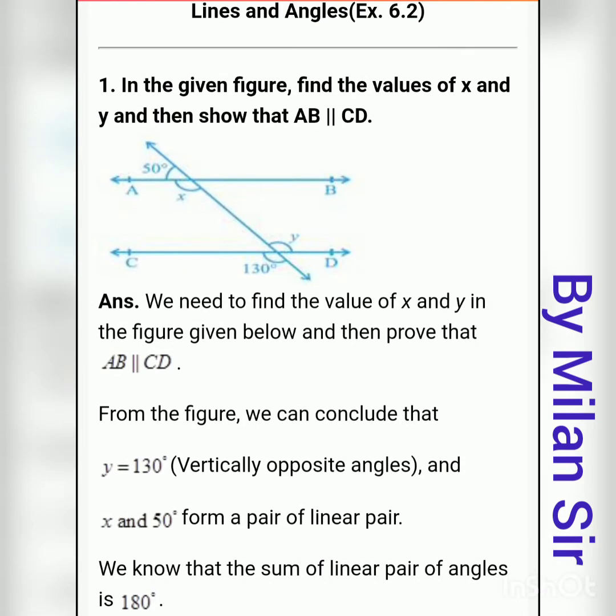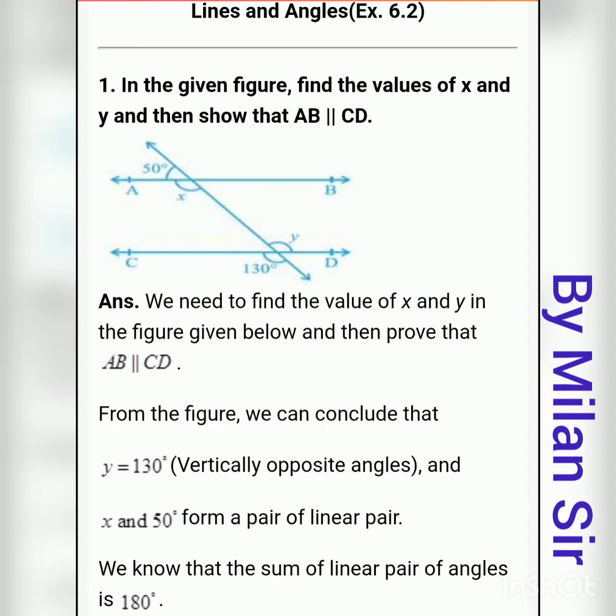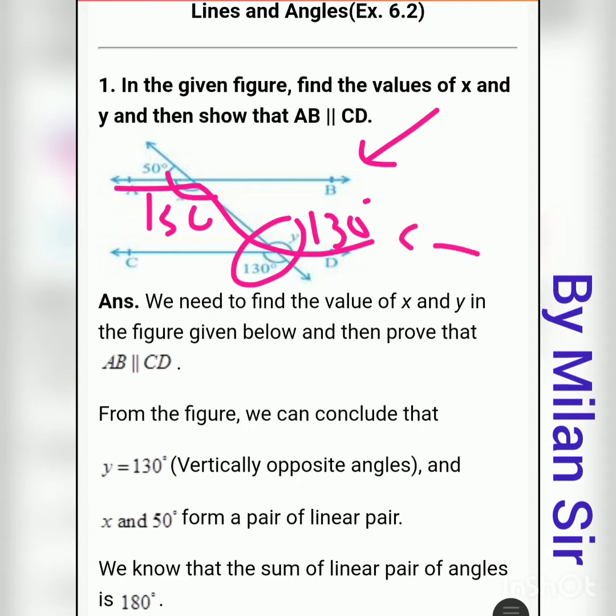So first of all, by using this we can find the value of x. 50 and x are a linear pair of angles, so 50 plus x is equal to 180 degrees. Transfer this 50 to the right hand side, so x is equal to 180 minus 50, so x is equal to 130. Here y and 130 are vertically opposite angles, so directly y is equal to 130. Now this forms a Z, that means alternate interior angles are both equal, so we can say that these two lines are parallel lines.